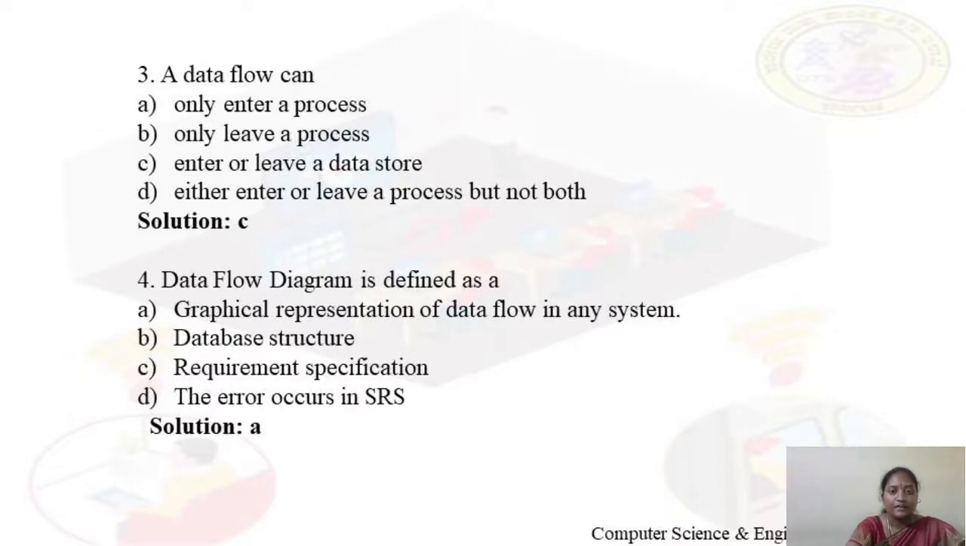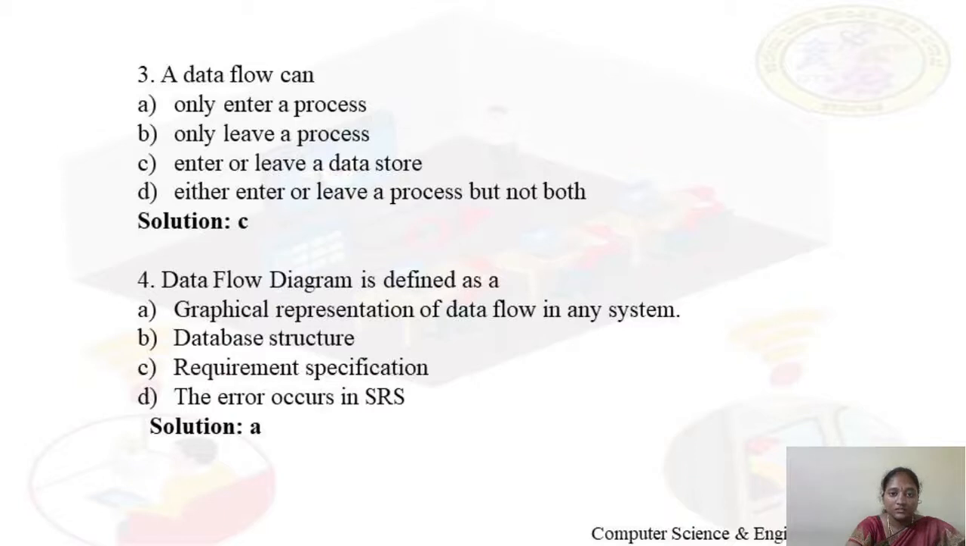Data flow diagram is defined as a graphical representation of data flow in any system. B. Database structure. C. Requirement specification. D. The error occurs in SRS. And the solution is A. Graphical representation of data flow in any system.